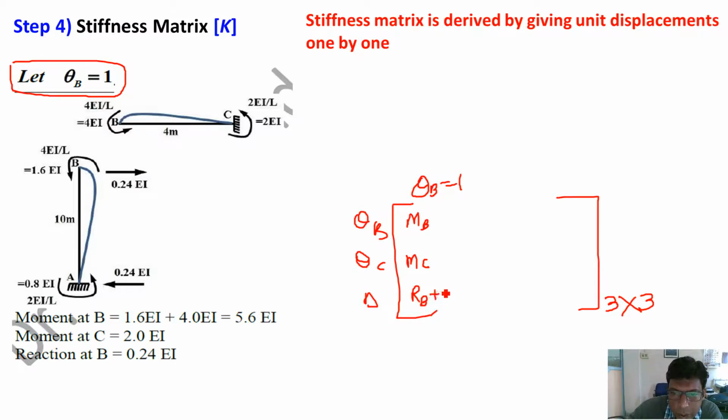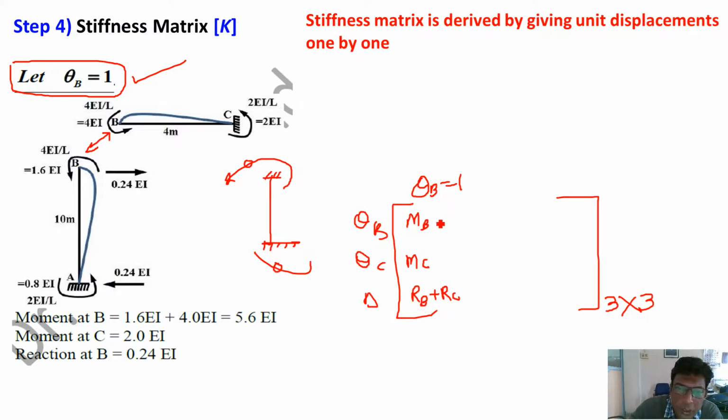If you look at the theta B equal to 1 figure, when you rotate the joint B, since B is a common joint to beam and left column, this beam and left column will deflect, but there is no effect of this theta B on the right column of the frame, and that's why no need to draw the right column because it will not deflect. All moments and reactions will be zero in the right column. That's why it is not shown.